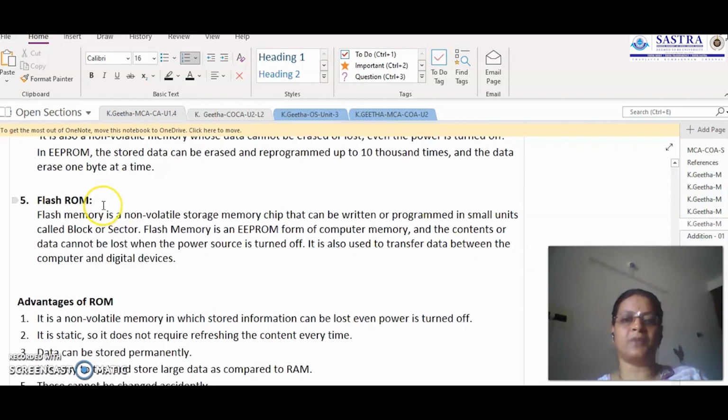Then comes flash ROM. Of course, people will be used to this. Flash memory is otherwise called pen-type memory or USB. It is a non-volatile storage memory and can be written in small units called blocks or sectors. Flash memory is a subset of EEPROM, electrically erasable programmable read-only memory, and the content of the data cannot be lost when the power source is turned off. It is usually used to transfer information from one computer to another, or from any electronic gadget to the computer. Now I think we have discussed the various types of ROMs, based on the technique we adopt for programming them and the technique we use for erasing.